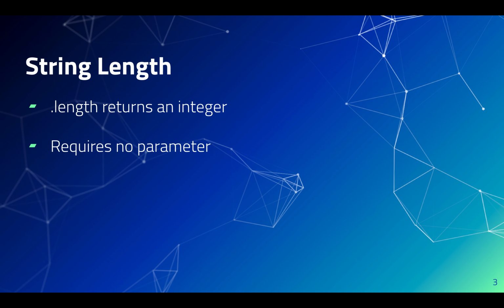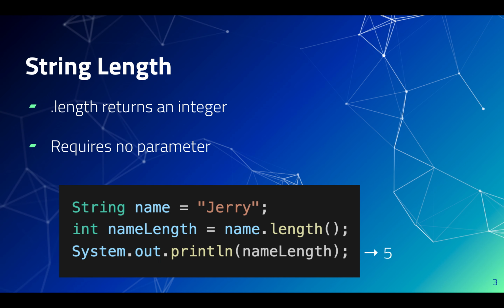The length method returns an integer and it requires no parameters. If we create a string variable with the value Jerry, we can now create an integer variable that's equal to the length of the name Jerry. In this case, name length would be 5, and that's what would be printed out because Jerry is 5 letters long.